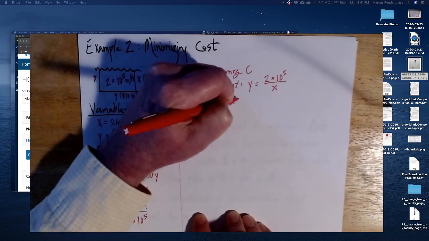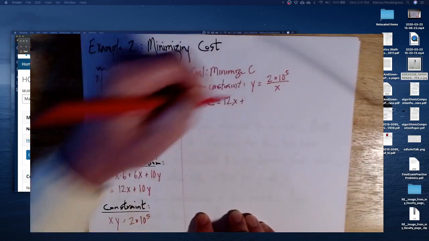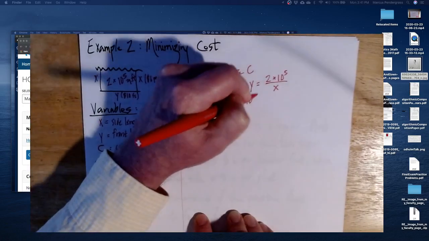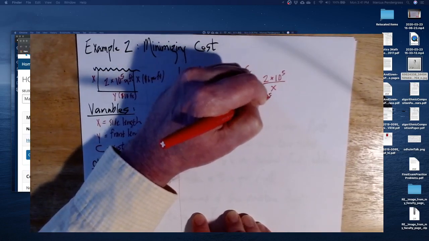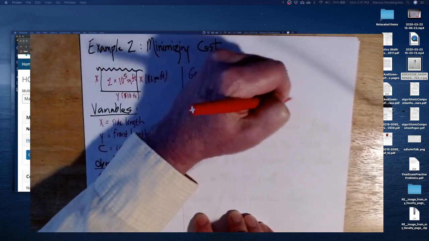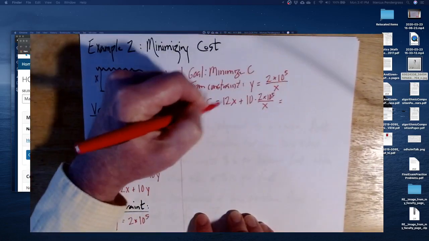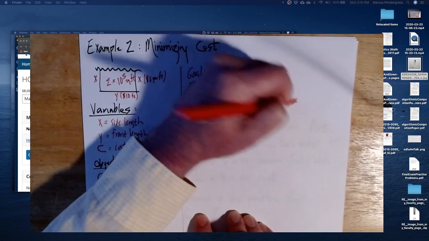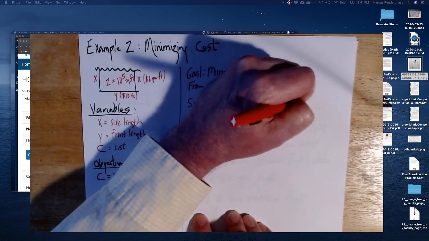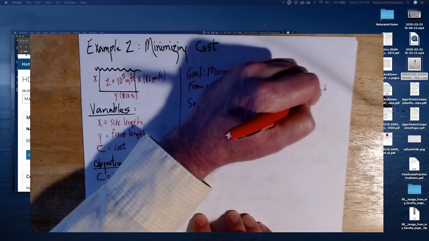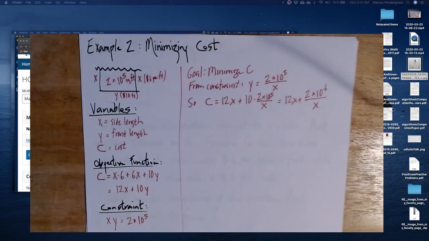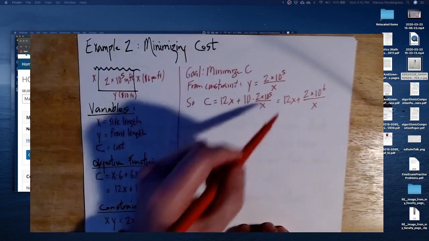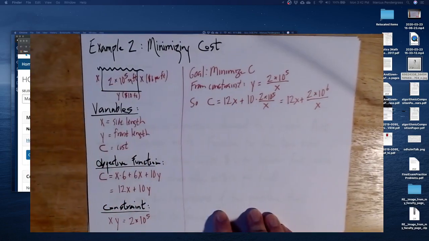So C would be 12x plus 10 times y, but that'd be 10 times 2 times 10 to the 5th over x. Or if I can just simplify that a little bit, C would be 12x plus 2 times 10 to the 6th power over x, right? And so that's our objective function, now written as a function of x alone. So now we want to minimize that.